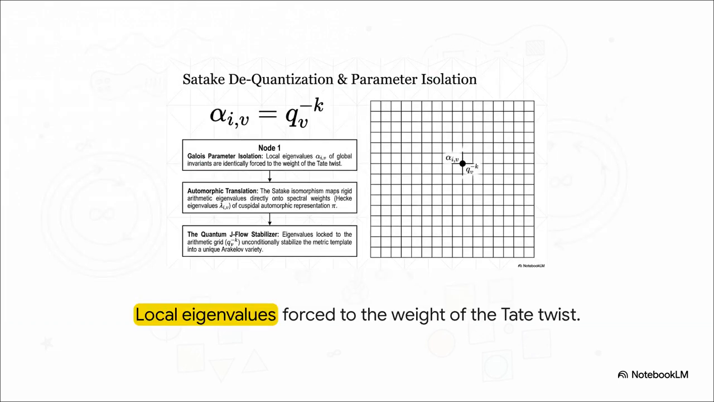The absolute crux of this mechanism is the equation you see here. Alpha sub i, v equals q sub v to the negative k. If a cohomology class is invariant, its local eigenvalues are rigidly, unconditionally forced to equal the weight of the Tate twist. That single arithmetic point is locked onto the grid, providing the exact stability required for our metric template.